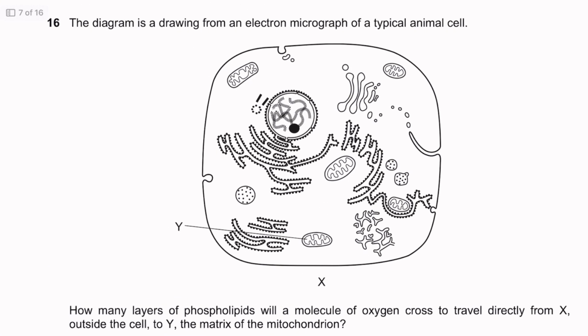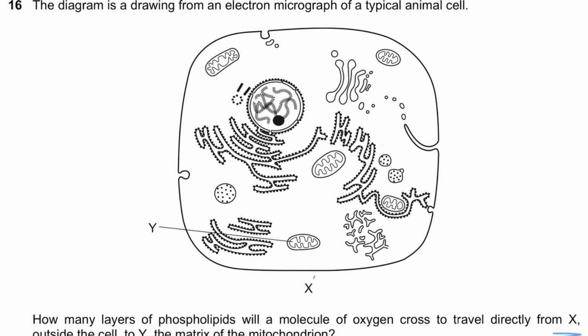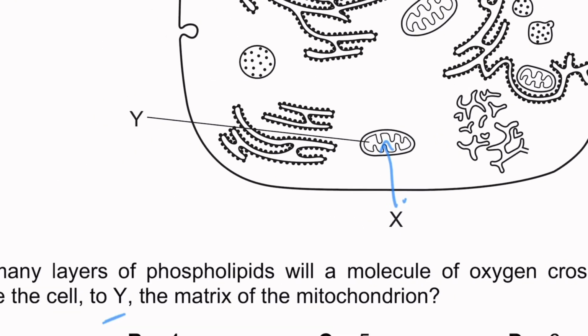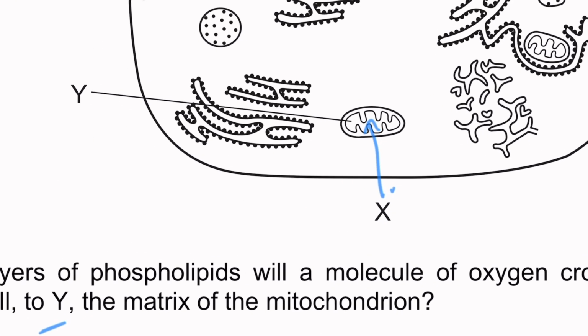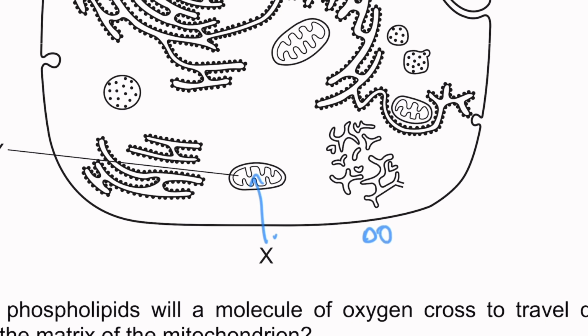The diagram is a drawing of an electron micrograph of a typical animal cell. How many layers of phospholipids will a molecule of oxygen cross to travel directly from X all the way through the cell to Y in the matrix of the mitochondrion? In order to travel all of this, how many layers of phospholipids? Interesting. So we know that phospholipids are usually bilayers, okay? And we know that phospholipids are what form the cell surface membrane. If you know the structure of the cell surface membrane, you know it looks something like this.